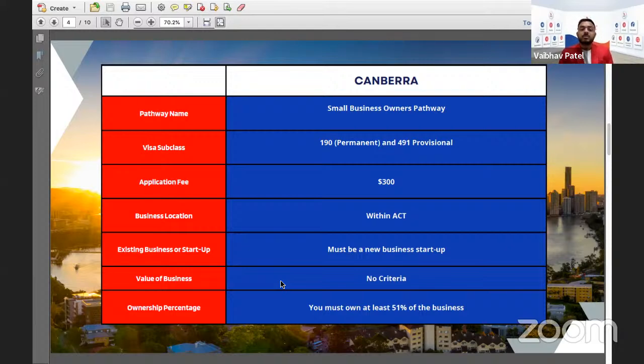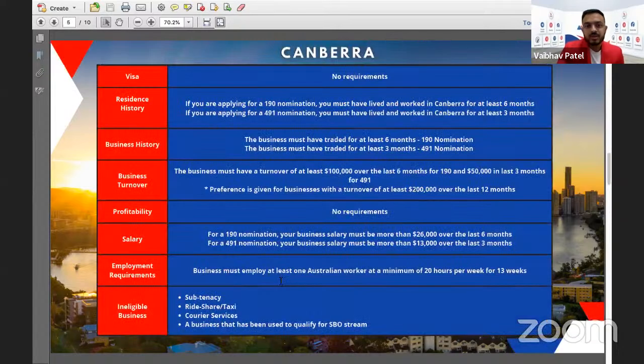Existing business or a startup business, they accept both of them. So Canberra does not really care whether you purchased an existing business or you started a new business. For both of them, the criteria is the same. Value of the business: if you purchased an existing business, there is no minimum requirement as well. And ownership percentage: you must be a 51% owner of the business, or you can have a partnership basically, but you cannot have less than 51% ownership, right?